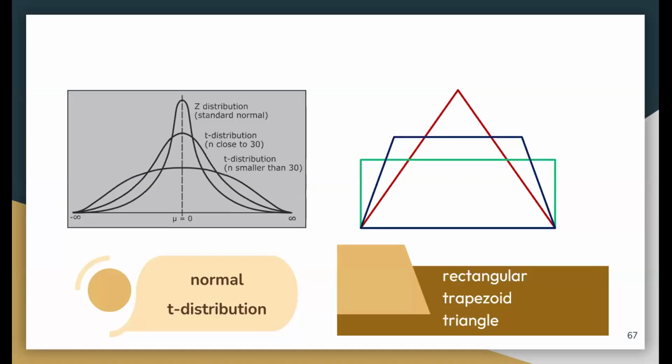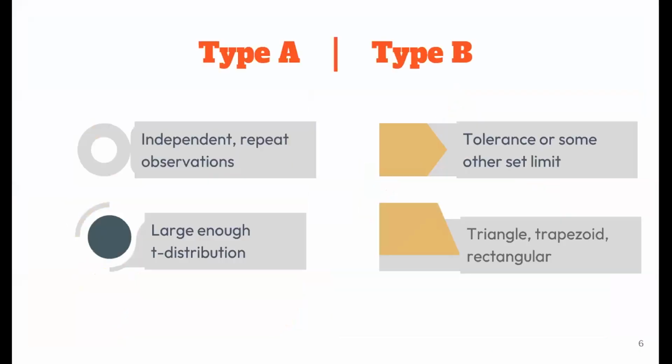So alas, let's focus on type A for today. Type A, right, there's independent repeat observations that it follows some sort of a normal distribution or a T distribution, and type B being the tolerance ones, we're going to set that one aside.